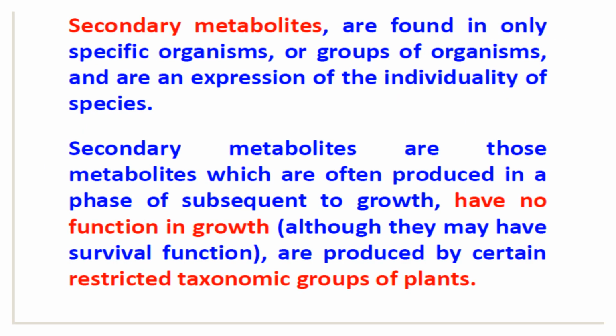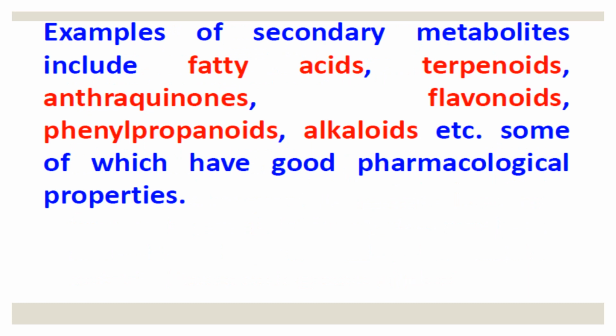Secondary metabolites are found in only specific organisms or groups of organisms and are an expression of the individuality of the species. Secondary metabolites are those metabolites which are often produced in the phase of subsequent growth, have no function in growth, although they may have a survival function, and are produced by certain restricted taxonomic groups of plants. This makes secondary metabolites distinct from primary metabolites. Examples of secondary metabolites include fatty acids, terpenoids, anthracene, flavonoids, phenylpropanoids, alkaloids, and so on.